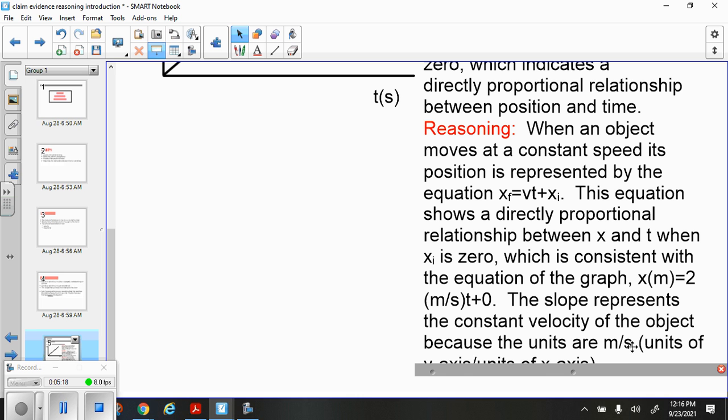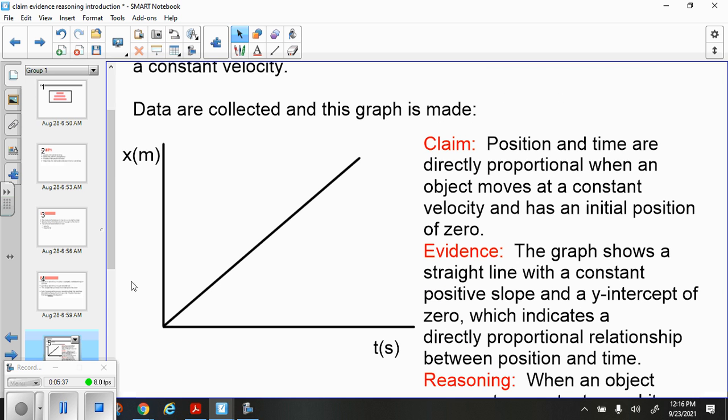We can also talk about the meaning of the slope, which is sometimes helpful. So the slope represents the constant velocity of the object. And you can talk about how you know that. So we know the units of the slope are meters divided by seconds. It's units of the y divided by units of the x. We're going to get lots of practice on this, but that's just one example.